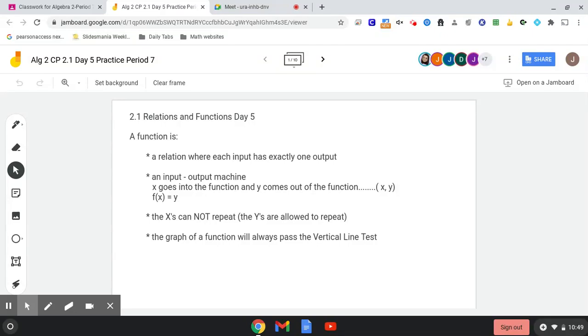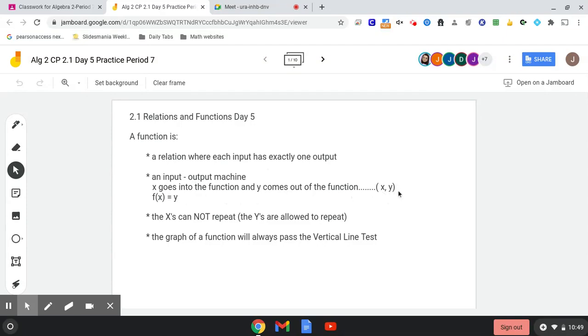All right, here we go. So, like I said, I cannot say this stuff about a function enough. A function is a relation where each input has exactly one output. It's an input-output machine, right? The way we work with a function is x goes into the function and y comes out of the function. And that's how we build all of these ordered pairs, right?